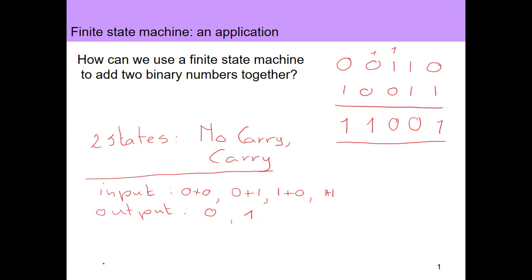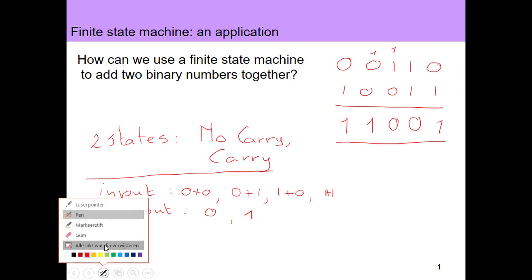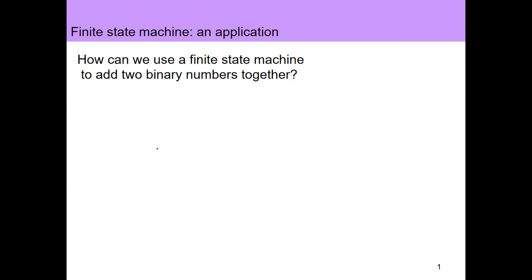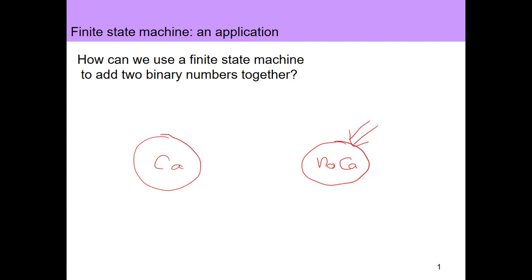Let me erase this. Okay, so we had 2 states. We have a carry state, let's call it a carry, and we have a no carry state. Okay, in which state do we enter? Well, of course, if we didn't add anything yet, then we don't have to carry. So we start here. And then we could have 4 combinations. So we had the combination 0 plus 0. Let's shortcut it to 0, 0, 0 plus 1, 1 plus 0, and 1, 1.